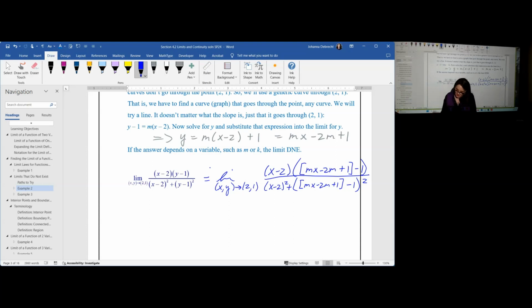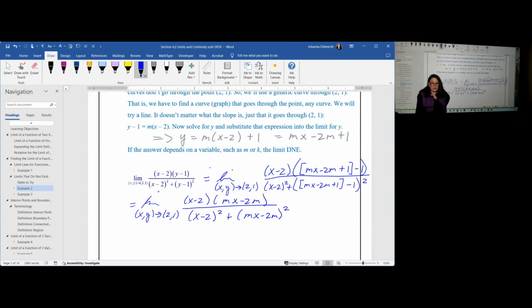In this particular case, first thing I should do is add 1, subtract 1. So I can simplify this a little bit by saying I have the limit as xy approaches 2, 1, and I'm going along a linear path. So I have x minus 2, does not cancel in the denominator, and I end up with mx minus 2m since the plus 1 minus 1 cancels. In the denominator, I have x minus 2 squared plus, and then I'm going to have mx minus 2m quantity squared. Okay, so I have that.